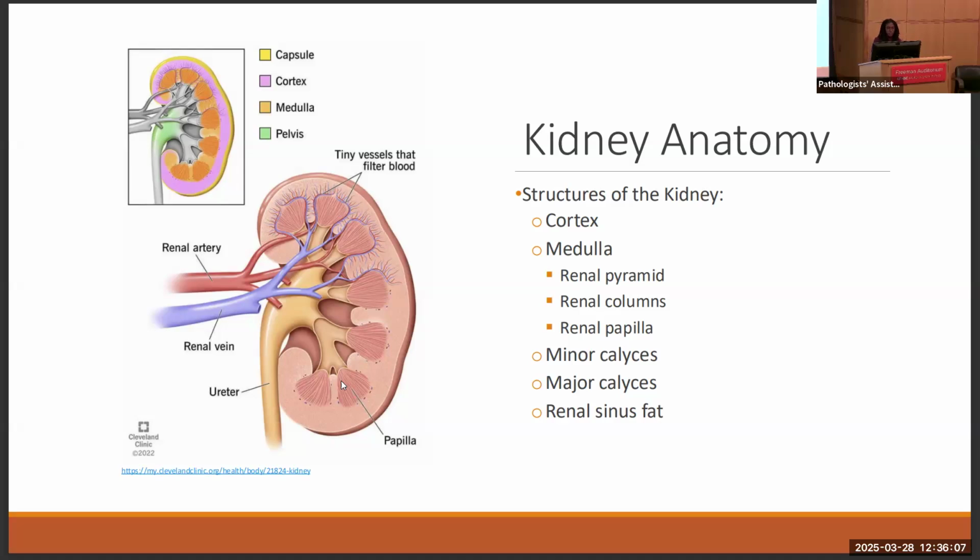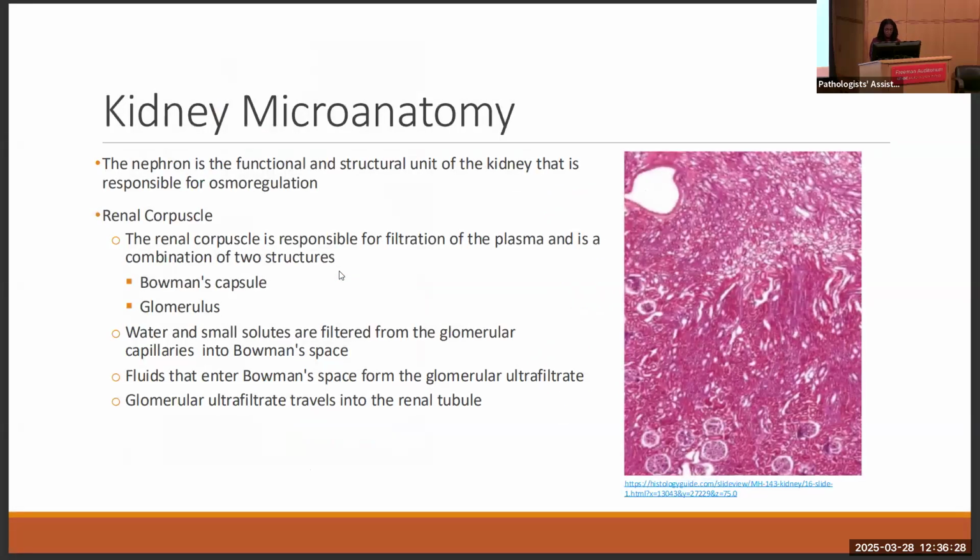The renal papilla drains urine into the minor and then major calyces. The renal sinus fat is not present in this picture. However, if it were, it would be in between the major calyces here, and it is responsible for supporting the lymphatic channels and the renal vasculature.